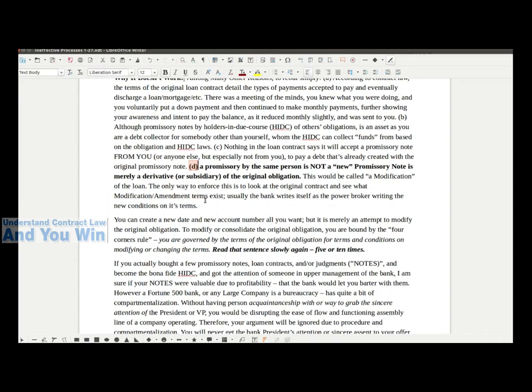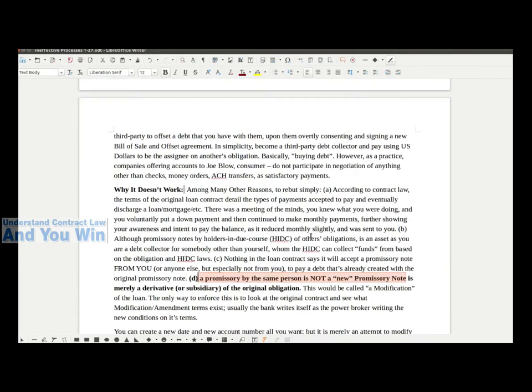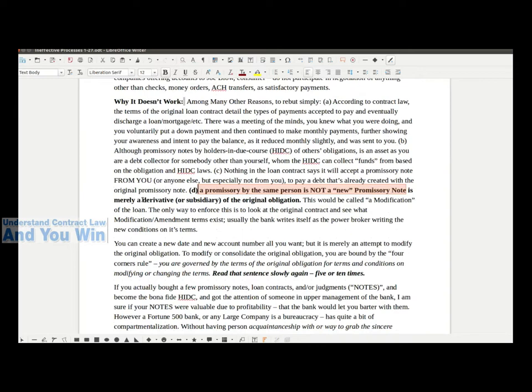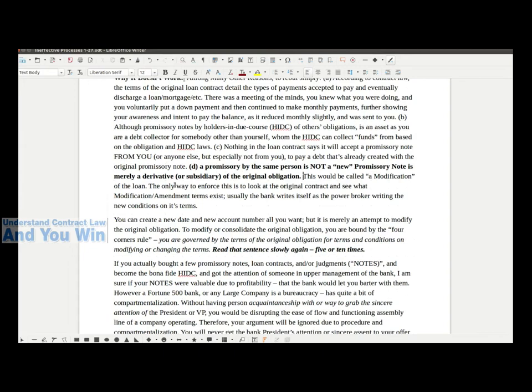Part D, a promissory note by the same person is not a, quote, new promissory note. So here's the thing. You writing your own promissory note with the same bank, the same account numbers related to the same debt, is not a new promissory note because it is merely a derivative or subsidiary or recreation of the original obligation. This would be called a modification, if anything, or refinancing, of the original loan. The only way to enforce this is to look at the original contract and see what modification amendment terms exist. And usually the bank writes itself as the power broker writing the new conditions of the terms.